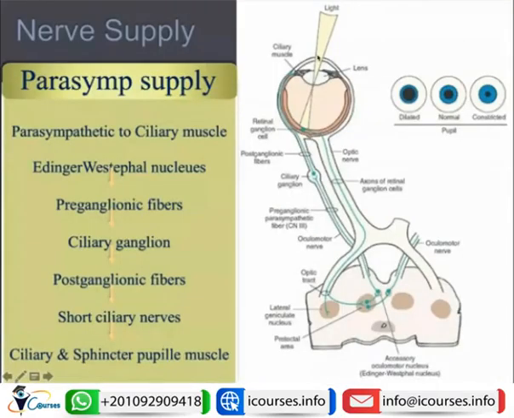So again, when the stimulus stimulates the retina, this will lead to passage of impulses through the optic nerve, optic chiasma, and optic tract. This is called the afferent pathway. Then the pretectal nucleus will supply the Edinger-Westphal nucleus on both sides. Then the efferent pathway will start from the Edinger-Westphal nucleus, passing through the oculomotor nerve to the ciliary ganglion, where it synapses, and the postganglionic fibers will pass through the short ciliary nerves to supply the ciliary muscle and the sphincter pupillary muscle.